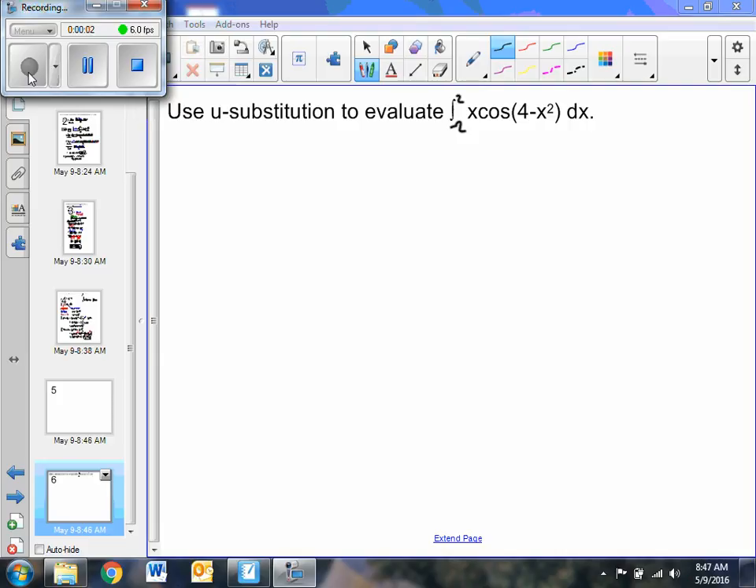In this video we are going to talk about using u-substitution to evaluate an integral. So in this integral we actually have a definite integral, which adds another step to this process. There's two ways you could handle it. I'm just going to show us one where we change everything to be in terms of u.